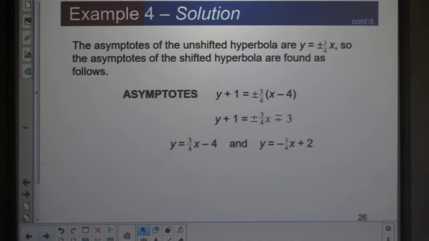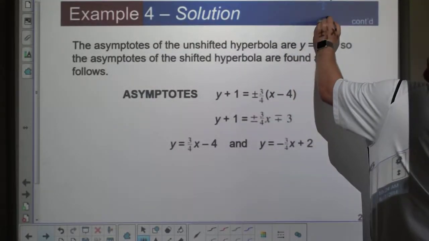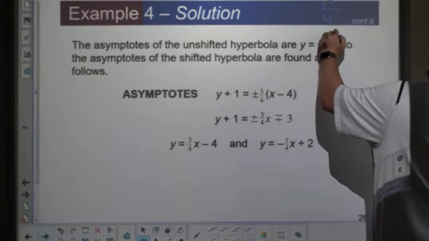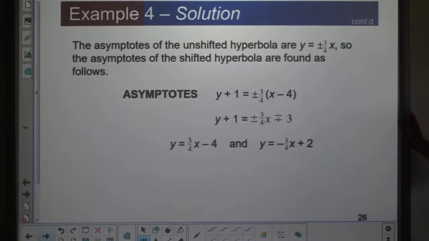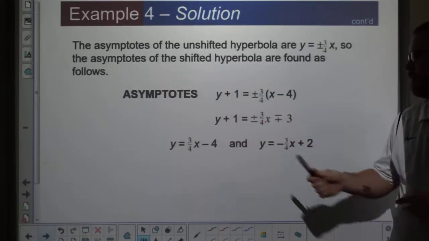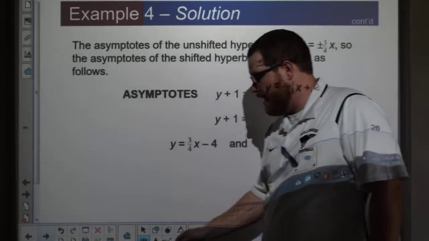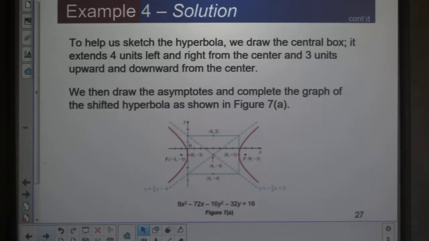The asymptotes are harder. The asymptote should be this because it was 3 squared and then it was 4 squared. So this is my asymptote. I'm going to replace the x with the x minus 4 to make it go right 4. I'm going to replace the y with the y plus 1 to make it go down 1. And I'm going to solve my equations out. So now I have 2 asymptotes that have been transformed. And there's my new hyperbola. Remember, you have to put it in the form that you're used to, transformational form.